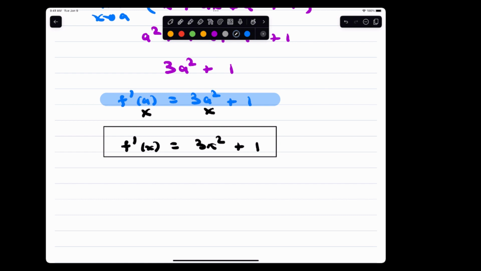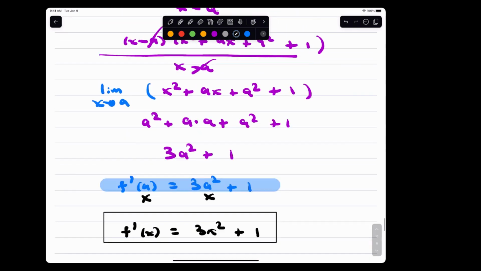It's not to trick you at all. You know why they say change it from A back to X? Because we're used to looking at functions. In other words, a derivative could now be thought of as another function. And we're used to looking at functions in terms of the variable x, because when you graph, we graph y versus x. We don't say y versus a. Now we could, but it's to go back to the common notation.